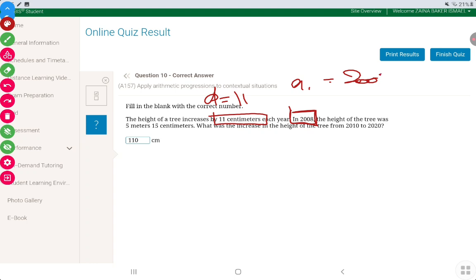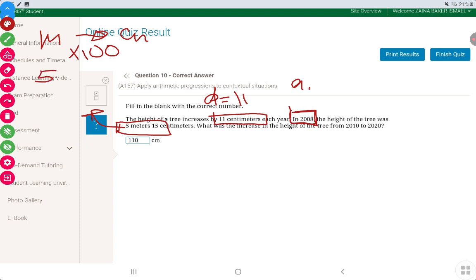In 2008, which is A1, the height was 5 meters and 15 centimeters. So A1 is 5 meters and 15 centimeters, but we need it in centimeters. To go from meters to centimeters, you multiply by 100. So 5 meters is 500 centimeters. And don't forget to add in the 15. So 500 centimeters plus 15 centimeters. A1 is equal to 515 centimeters.